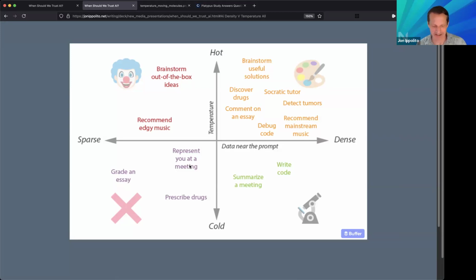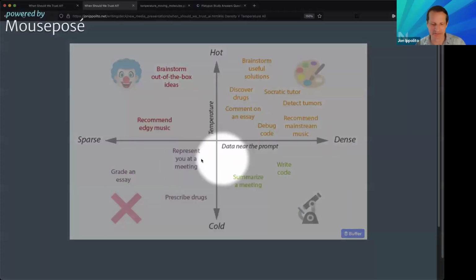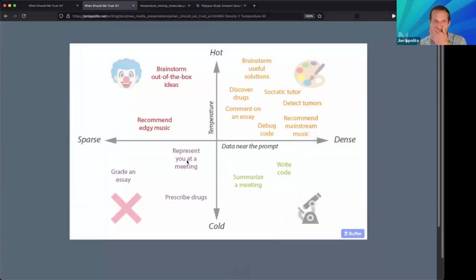I put it over here in the sparse cold area because again, it doesn't have enough information to know how you would react to something someone says in a meeting. And the idea that you're only going to be able to contribute a few things means its temperature is cold. I think that's really a poor idea.